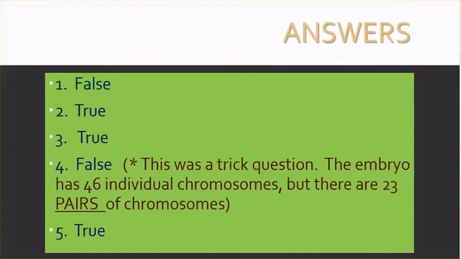Answers. Number 1 was false. Number 2 is true. Number 3 is true. Number 4 is false. This was a trick question. The embryo has 46 individual chromosomes, but there are 23 pairs of chromosomes. Number 5 was true.